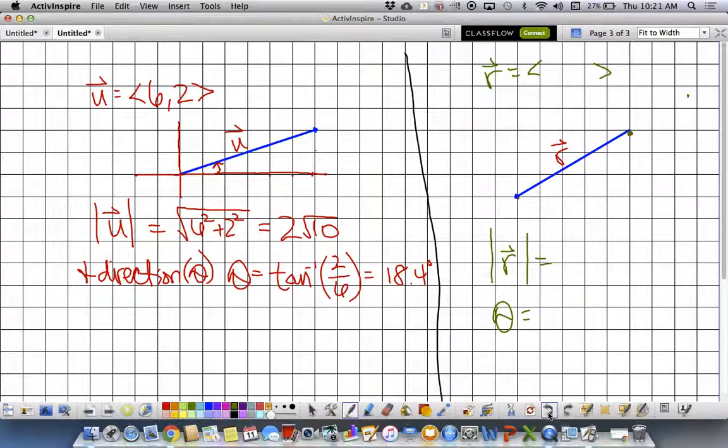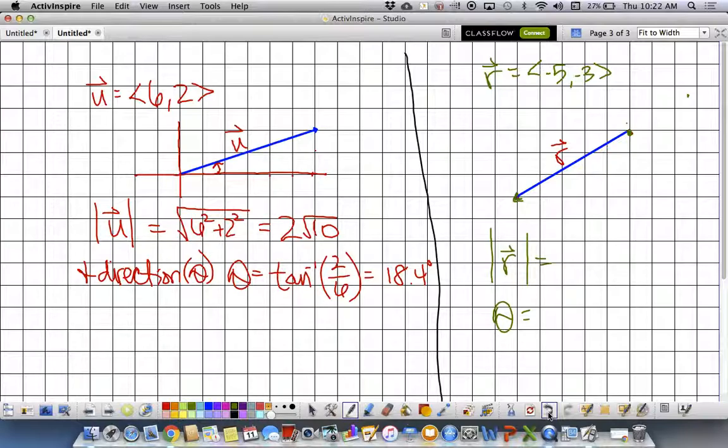No, because this is my initial. The initial point is where it starts. The arrow is where it ends. It's in the third quadrant. Alright, negative 5, negative 3. You're going to get part of the same thing, so your magnitude should be the exact same as whatever you just did.